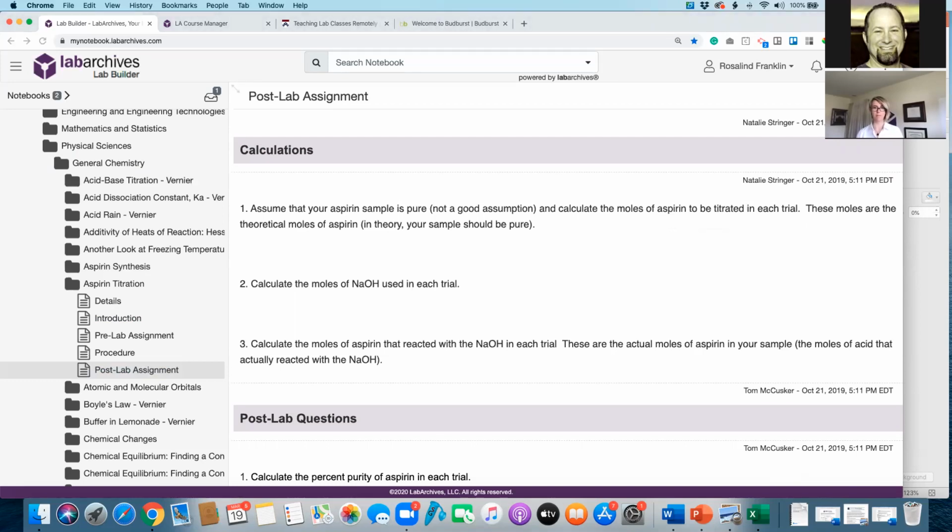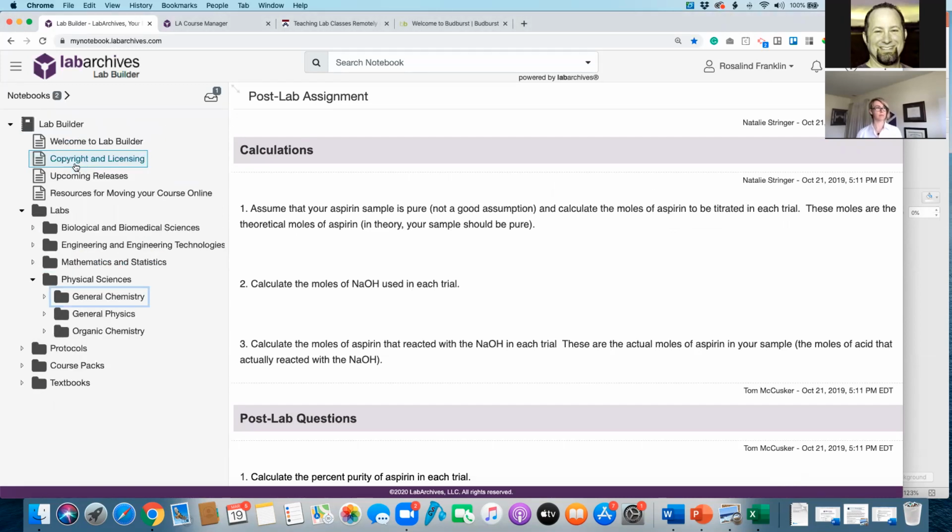Do you have virtual labs? So I would say two things. Yes, we have virtual labs, and we have almost anything here in LabArchives can be adapted for virtual education.